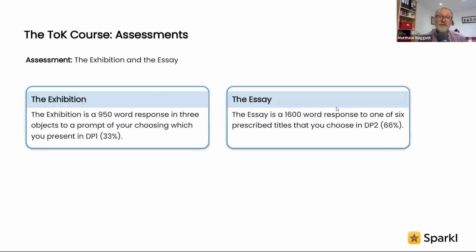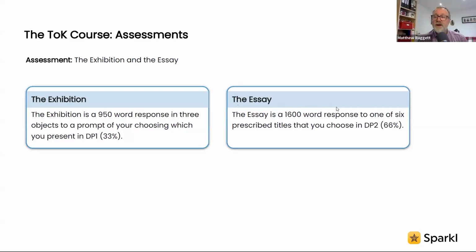You will be given 35 sentences or prompts, and you will be invited to share what you think as a result of reading one of these. And this gets done in the first year of the course in DP1, normally at the end, normally in May or June, and 33% of your marks are gained from this.